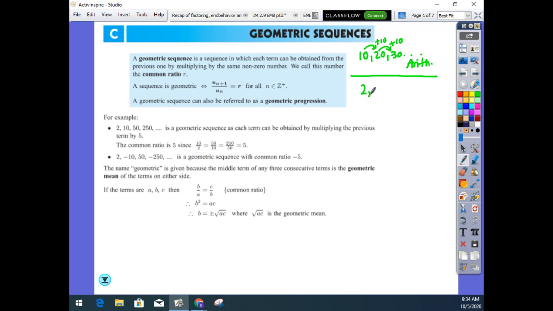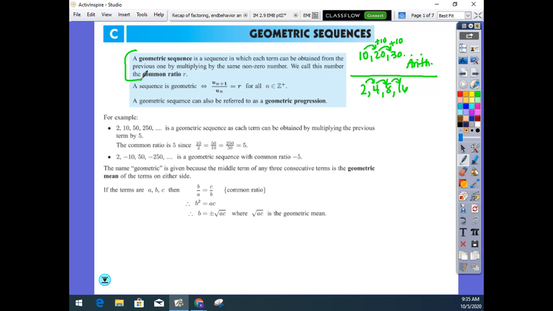That's when you multiply by the same number each time. Now, I'd focus on this part. A geometric sequence is a sequence in which each term can be obtained from the previous one by multiplying by the same non-zero number.